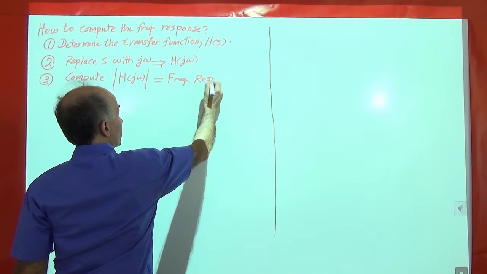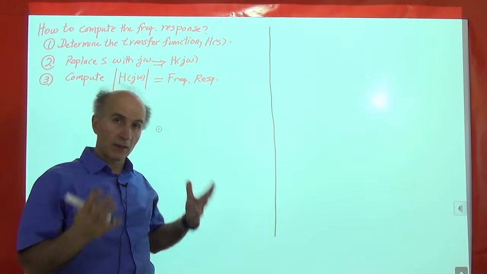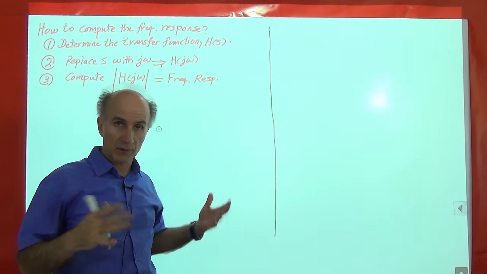And of course, generally we try to plot this. When we plot this, we gain a better understanding of its behavior, and then we can tell if it is a fast circuit, a slow circuit, and so on.